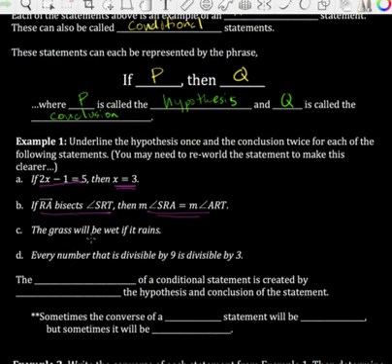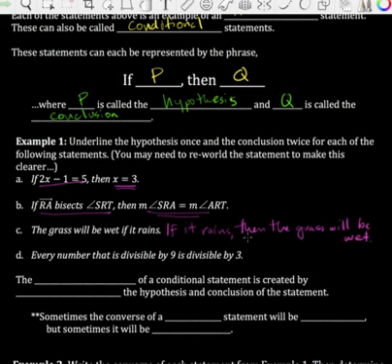Now in part C, we got to reword this one because it's not written as an if something then something. It's not written as an if P then Q. So we might want to reword this to make it look more like an if P then Q statement. So it says the grass will be wet if it rains. As an if-then statement, that looks like: if it rains, then the grass will be wet.